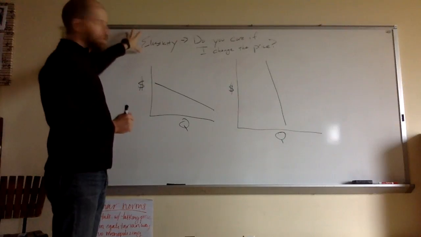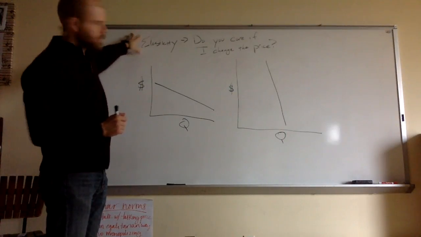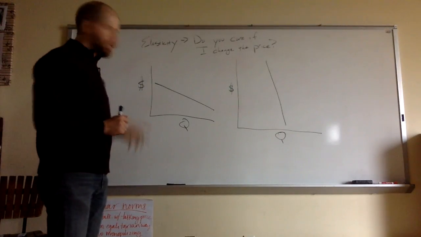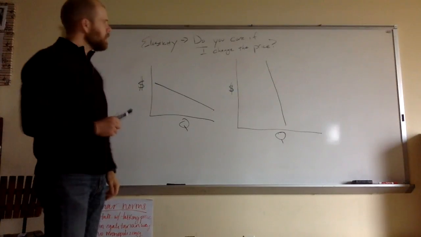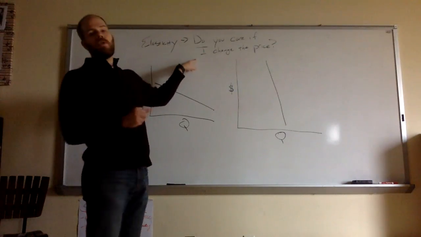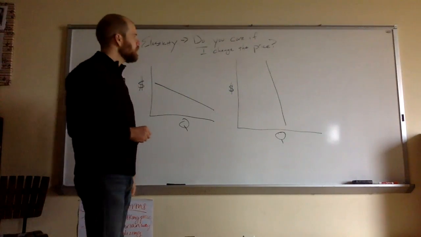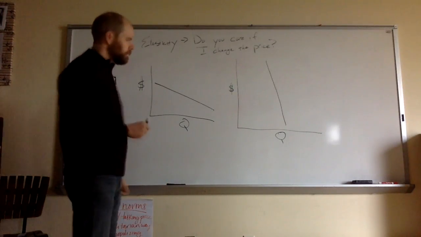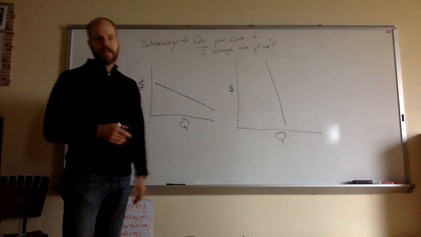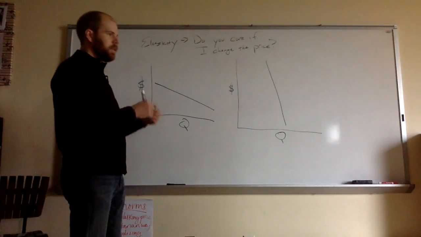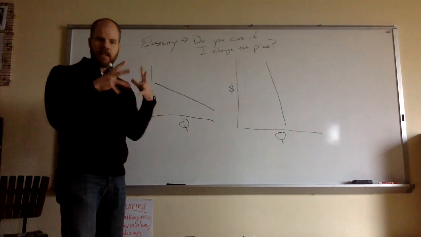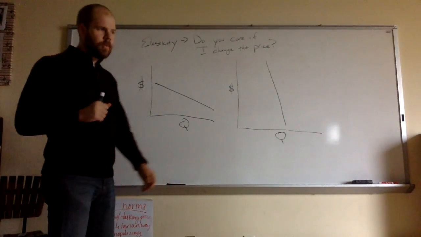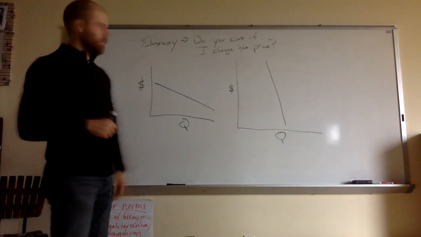This is about the idea of elasticity. And in this case, we're going to talk about the elasticity of demand. And what that really means is, do you care, consumer, if I change the price? And if you care a lot, then we would call that a very elastic demand. It would mean that a rubber band is not very elastic. You run away from the product. It's a super high price. Get me out of here.